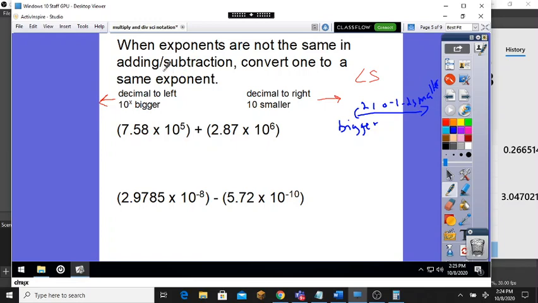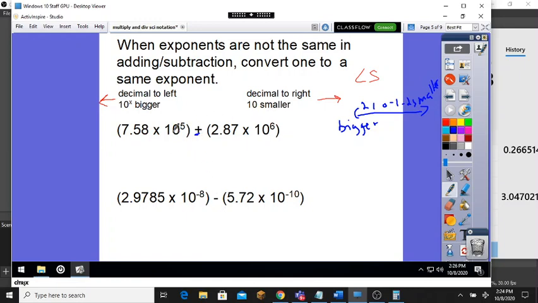This is just for adding or subtracting, because if you're multiplying, you're adding the exponents. If you're dividing, you're subtracting the exponents. But if they're not the same, again, this is just for adding or subtracting. Don't do this for anything else aside from adding or subtracting, if the exponents aren't the same.